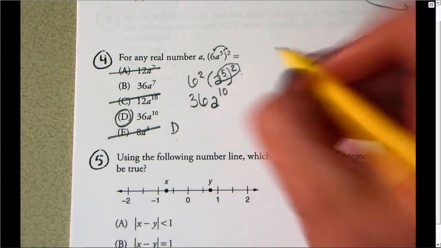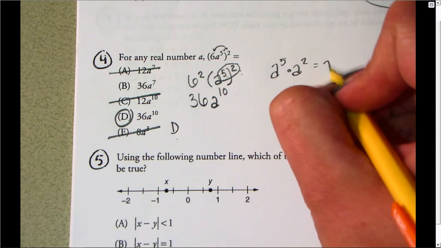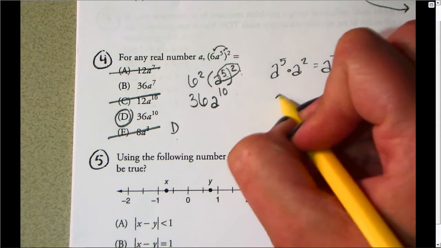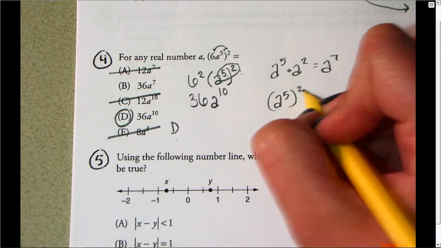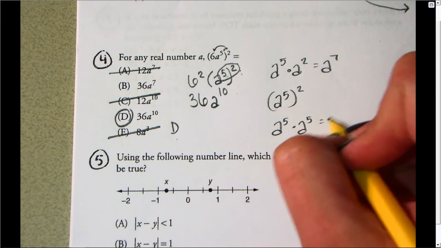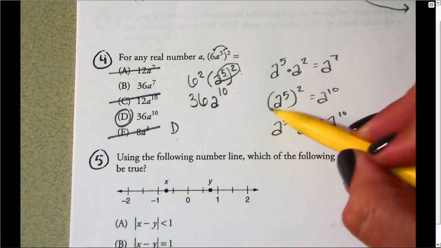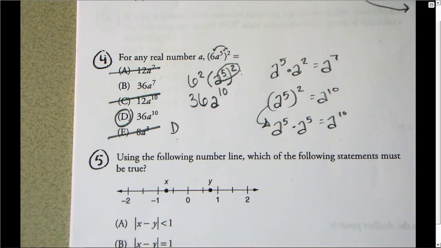Not the same thing. Remember, a^5 times a^2 is a^7. a^5 raised to the 2 is the same thing as a^5 times a^5, which is a^10. So be mindful, when you square something, you're multiplying it by itself, which in turn, I would be doing 5 plus 5.